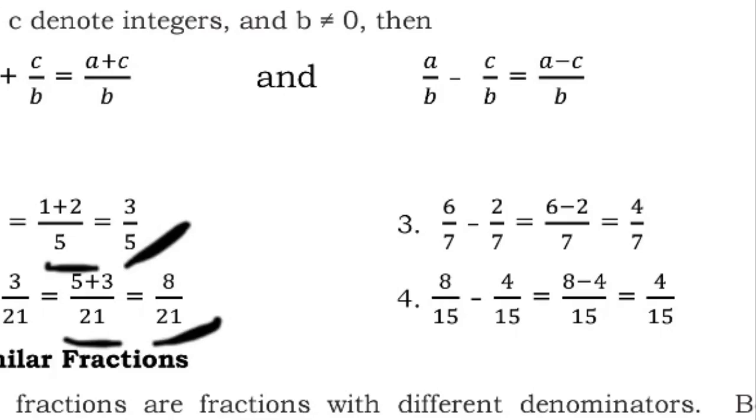Then for number 3, 6/7 minus 2/7, the same, similar fractions. So the denominator is 7. Subtract the numerators, 6 minus 2, that will be 4. So the answer is 4/7. Then 8/15 minus 4/15, similar. Denominator is 15. Then subtracting the numerators, 8 minus 4, the answer is 4/15.